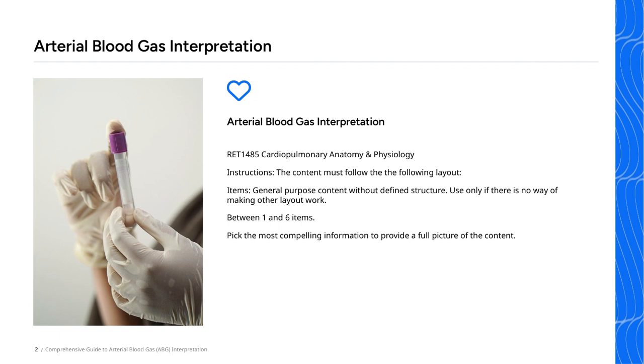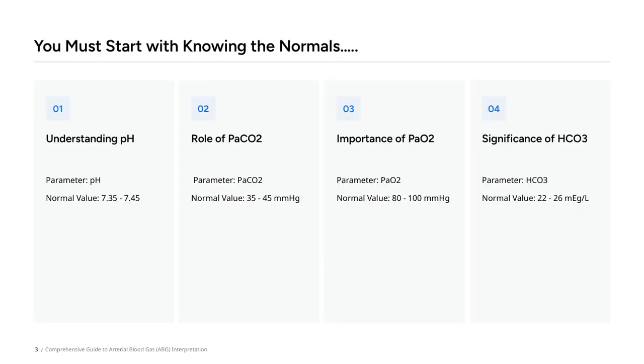Remember, the goal is to develop a systematic approach so you can quickly and accurately analyze these blood gases in clinical practice. So, let's dive into the essentials that will help you master ABG interpretation effectively. Let's start by understanding the basics, because knowing the normals is essential before we interpret any arterial blood gases. On this slide, we're focusing on 4 key parameters: HCO3, PaO2, PaCO2, and pH.